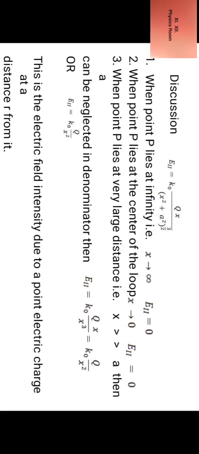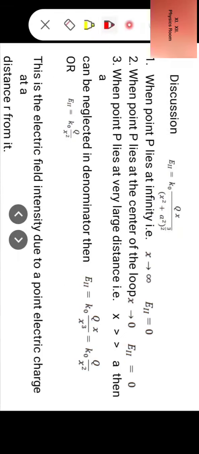When point P lies at infinity, then x approaches infinity and E parallel becomes 0. Now when P lies at the center of the loop, then x approaches 0, then E parallel is again 0.